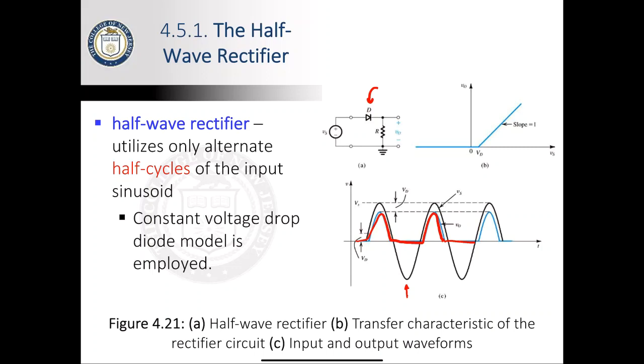If you look at the input waveform, which is shown in black, and the output waveform, which is shown in blue, what we'll see is that there is a difference between the peaks. That's because we have to account for the voltage drop across the diode when it's conducting, which will normally be about 0.7 volts.